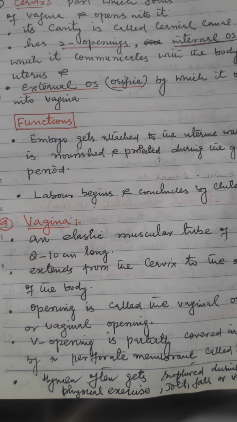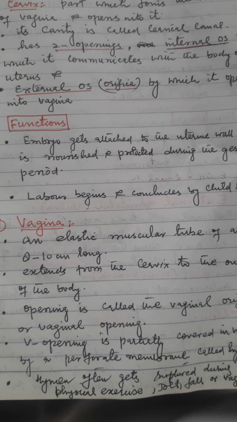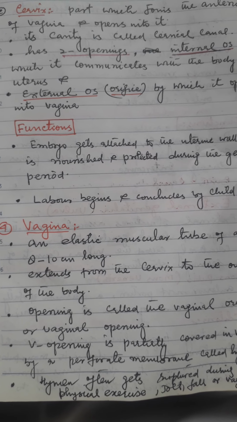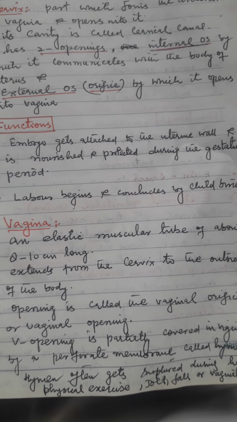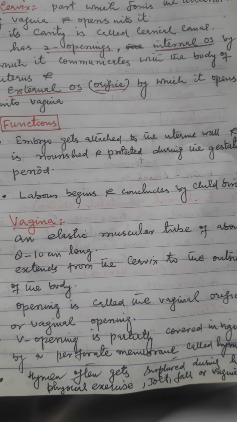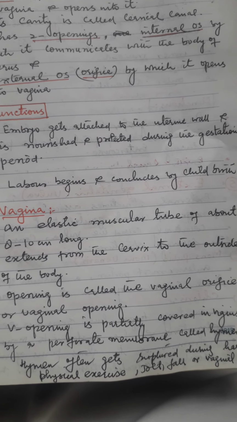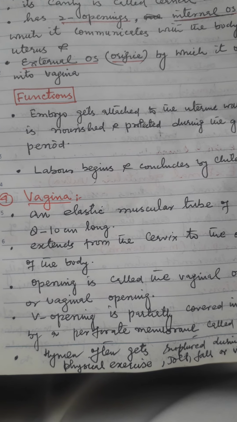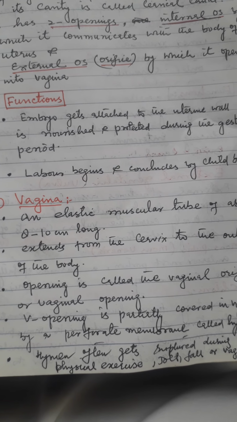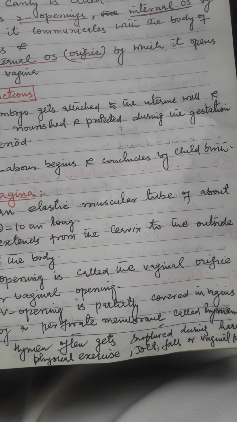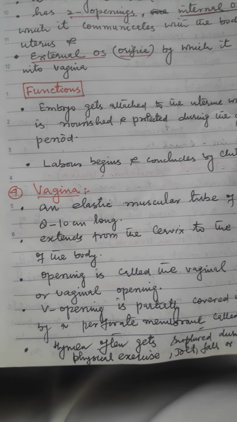Now, the functions of uterus. Its functions include: the embryo gets attached to the uterine wall and is nurtured and protected during the gestation period. Labor pain or the labor begins and concludes by childbirth.